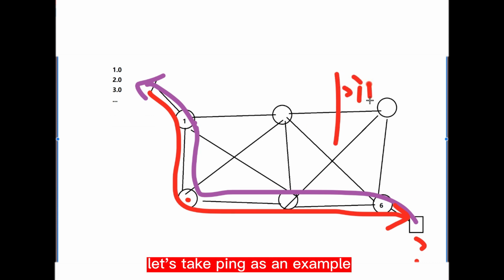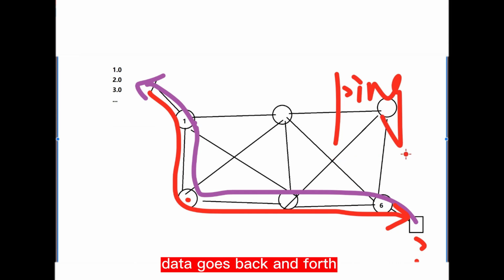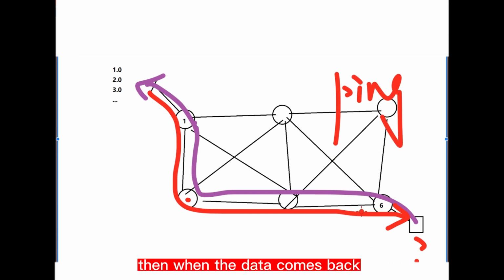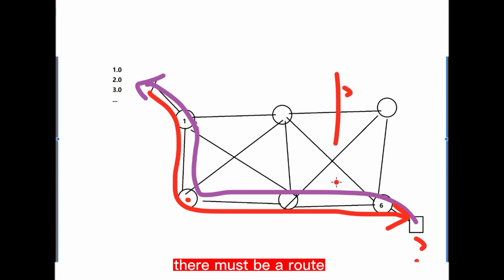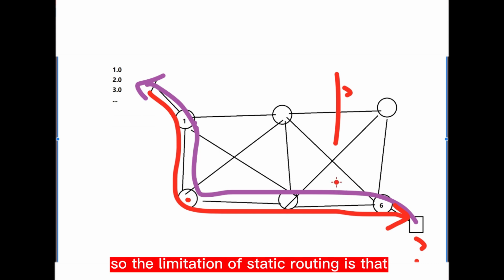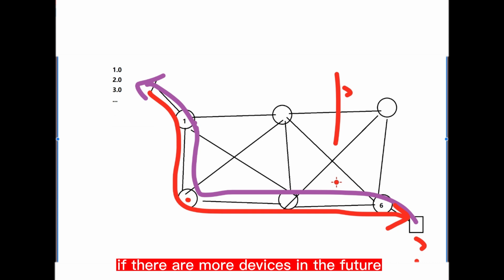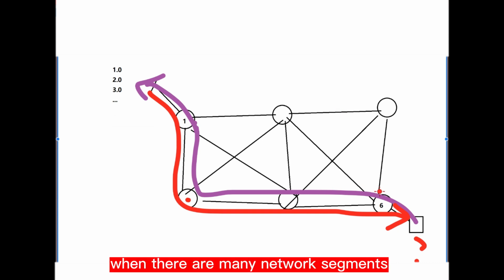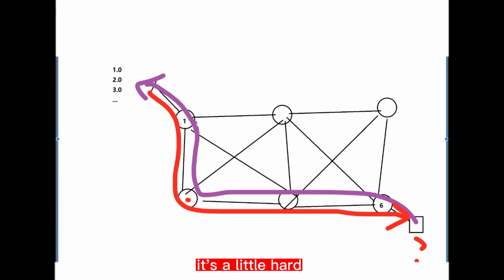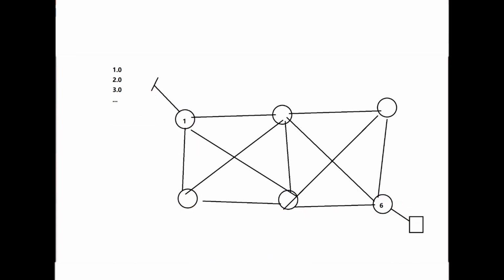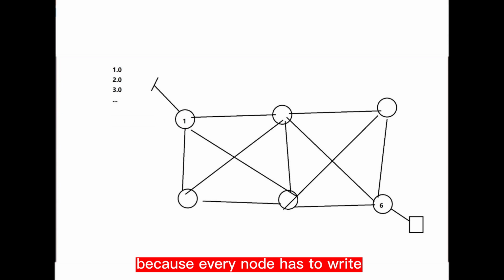Let's take ping as an example. Data goes back and forth. Then when the data comes back, there must be a route. So the limitation of static routing is that if there are more devices in the future, with many network segments, it's a little hard. It doesn't fit well, because every node has to be written. The workload is excessive and it is more error-prone. It is not easy to troubleshoot, because it is written statically. You have to look at it one by one.